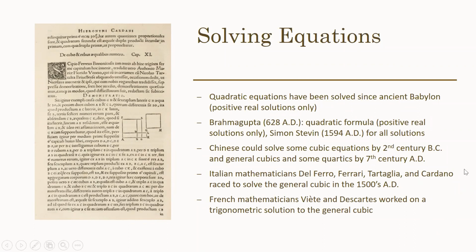The Chinese could solve cubic equations by the 2nd century BC, at least some of them. They could solve general cubics and some quartics by the 7th century. So they had the capacity long before the race for the cubic in the 1500s, and that's a whole other story that's really funny and involves getting somebody drunk. So that's a whole other presentation.